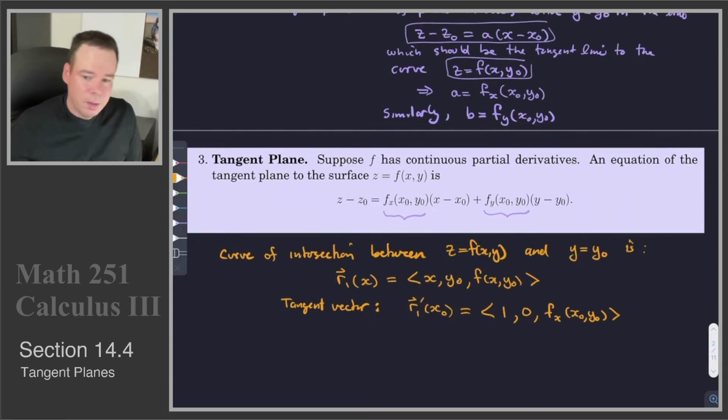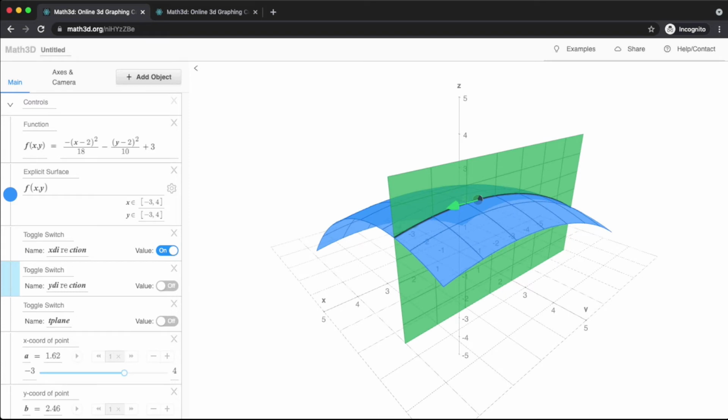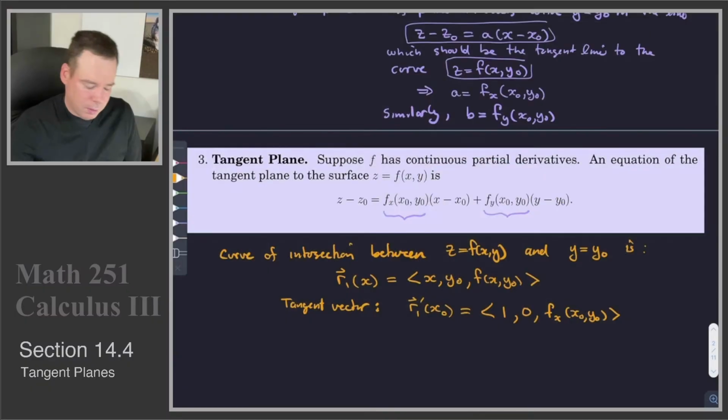In our demo here, that's that green vector. That's what we've just computed. That green vector has components 1, 0, and the x partial of f at that point. So those are our components. We do the same thing for the next direction. We'll go ahead and construct that red vector. So let's do that now.